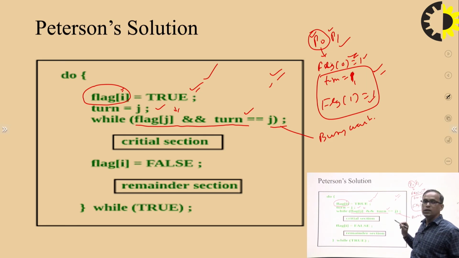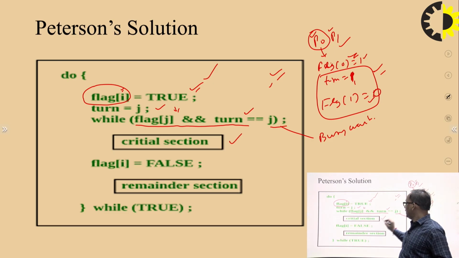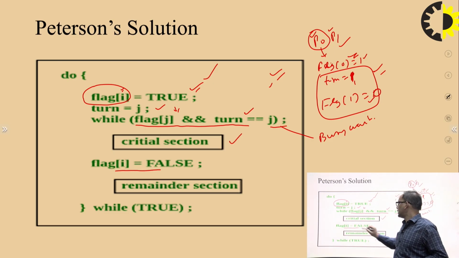So it will wait. As soon as process P1 exits from its critical section, it will set its flag variable to false, that is 0. So when the flag is 0, then process P0 can enter the critical section, and after exit it will set it to false.